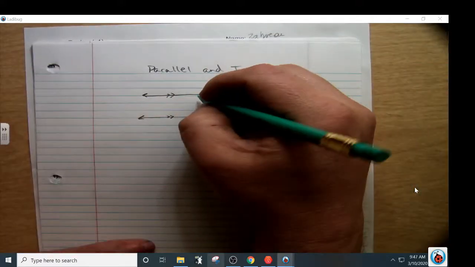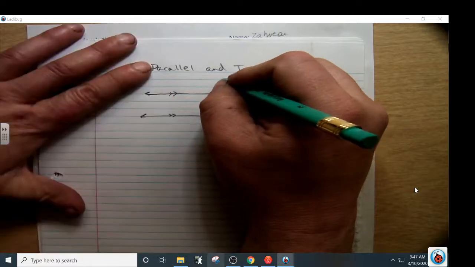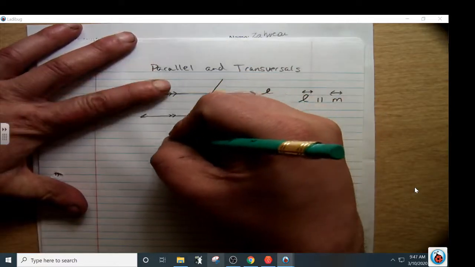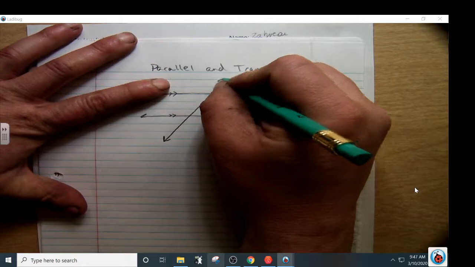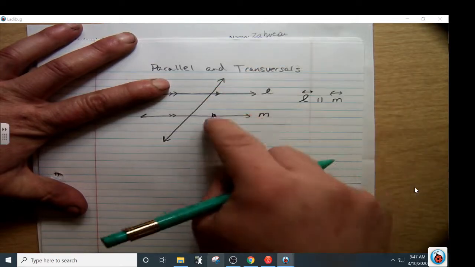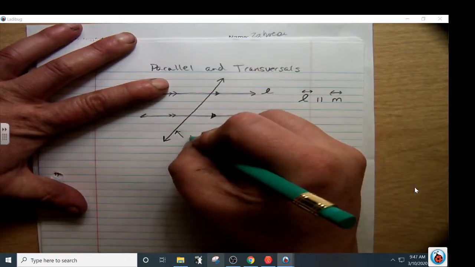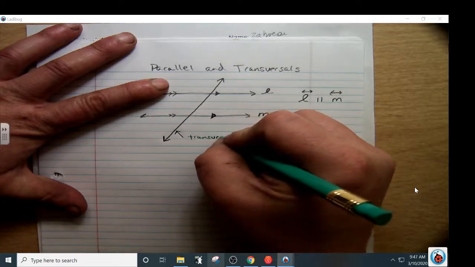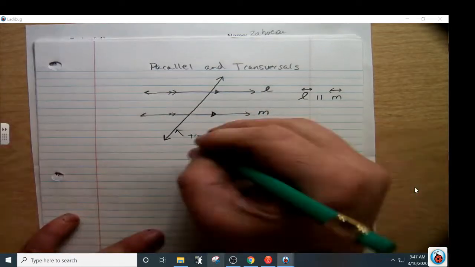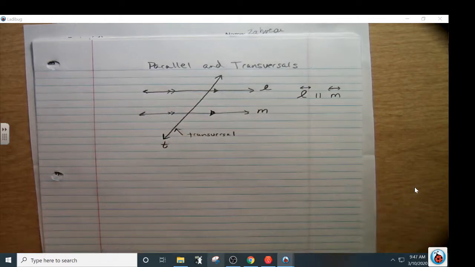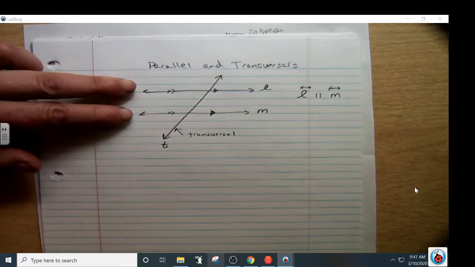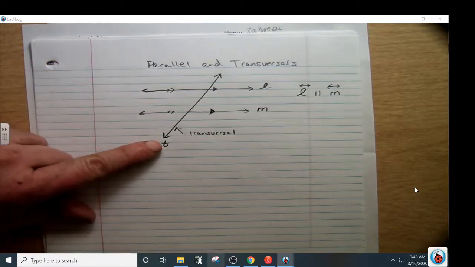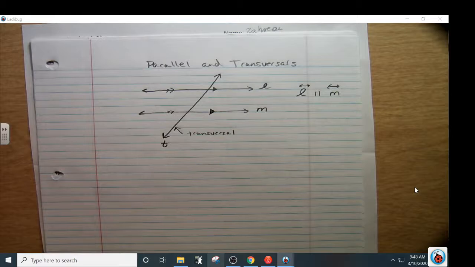Now guys, what we're going to do here also is a line that cuts across two lines. That is called a transversal. We'll call this line T. So two parallel lines, and that's my transversal.